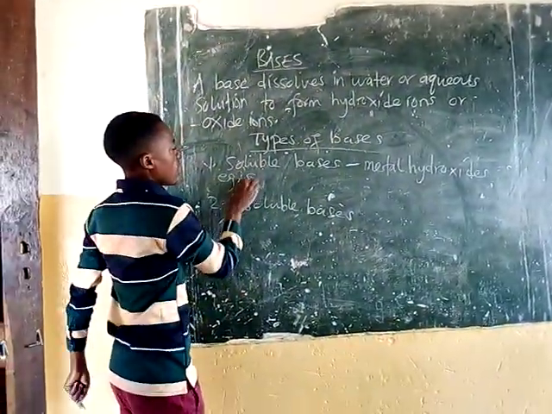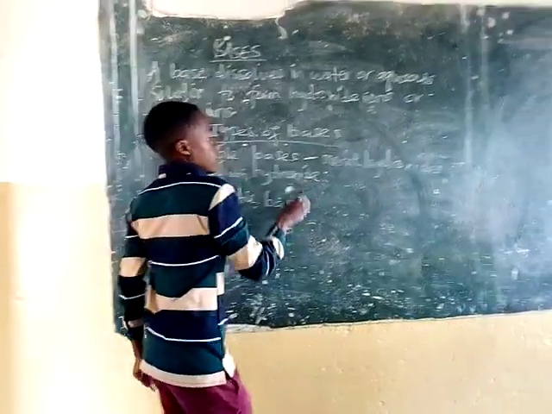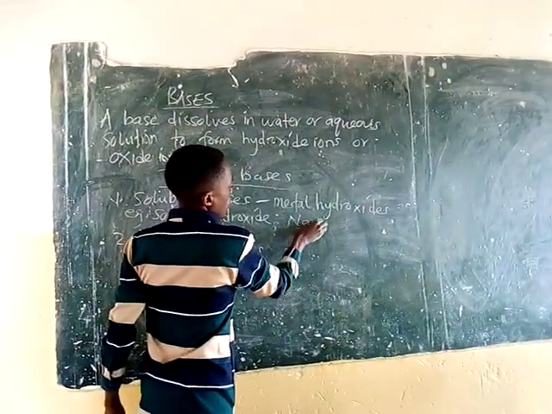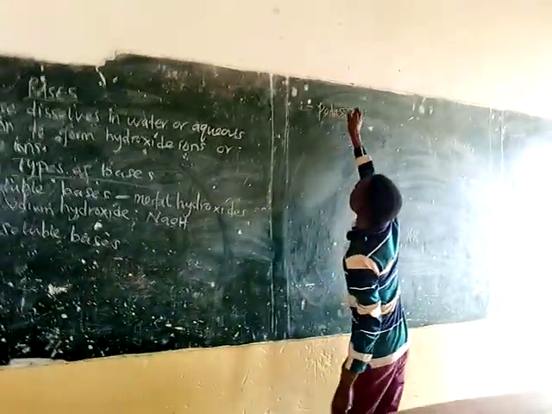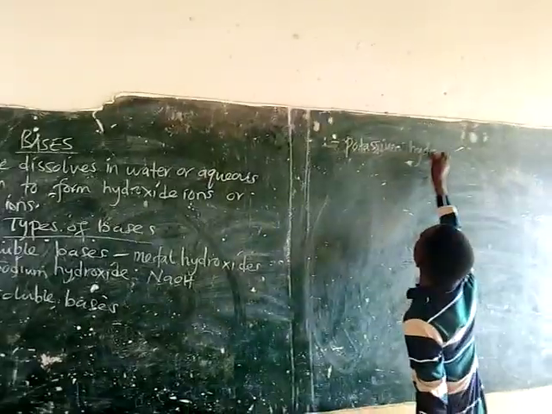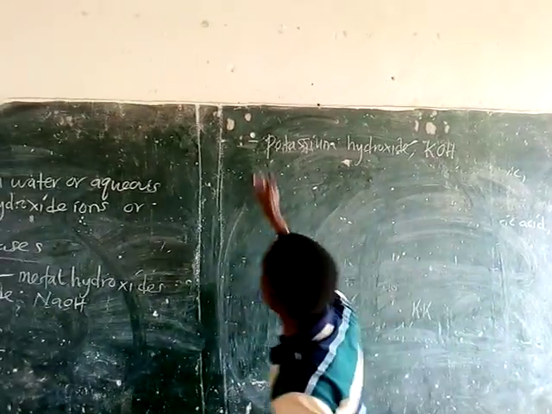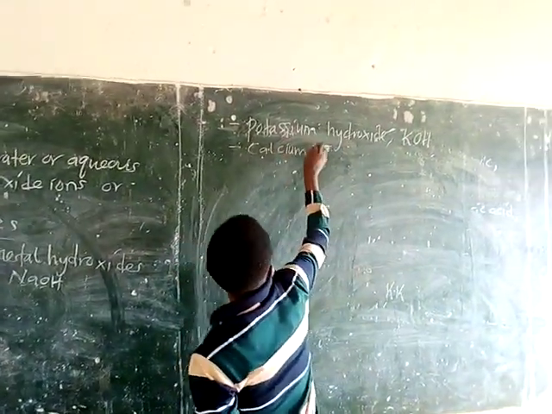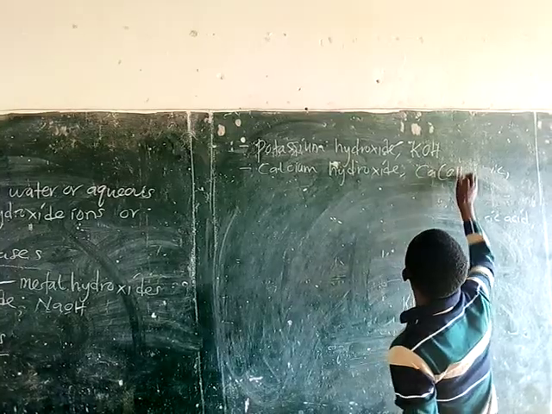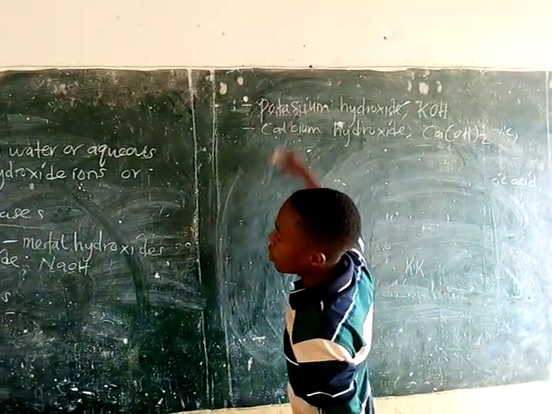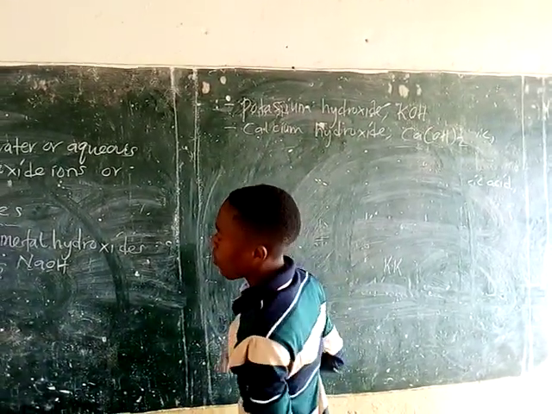Examples of soluble bases are sodium hydroxide. The formula for sodium hydroxide is NaOH. Other examples of soluble bases include potassium hydroxide, KOH. This is the chemical formula for potassium hydroxide. The other one is calcium hydroxide. Okay, all these are strong bases. They are soluble bases at the same time. They are strong bases.